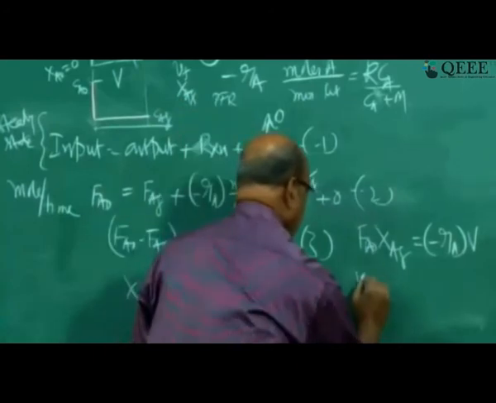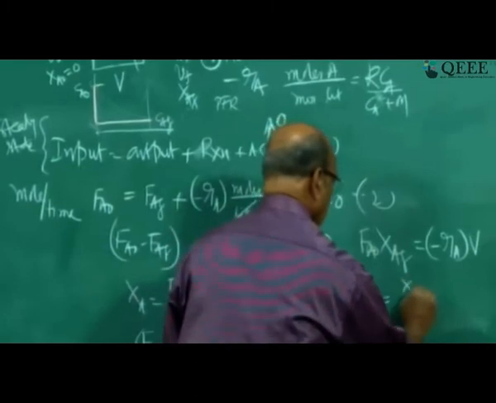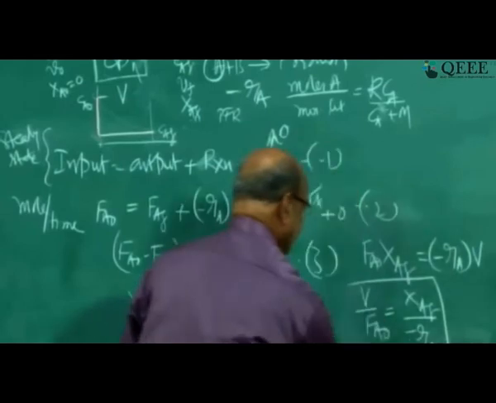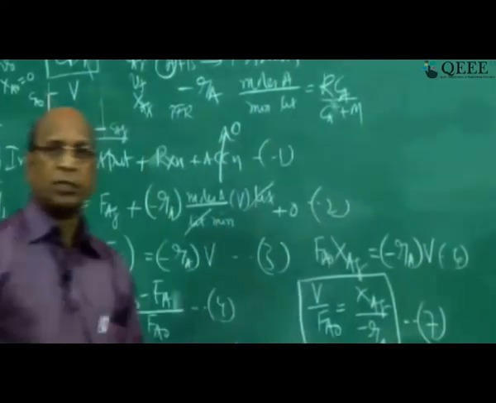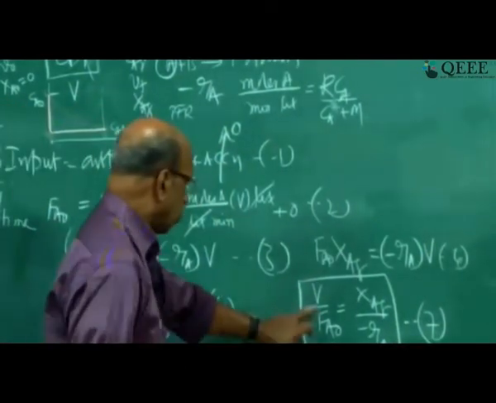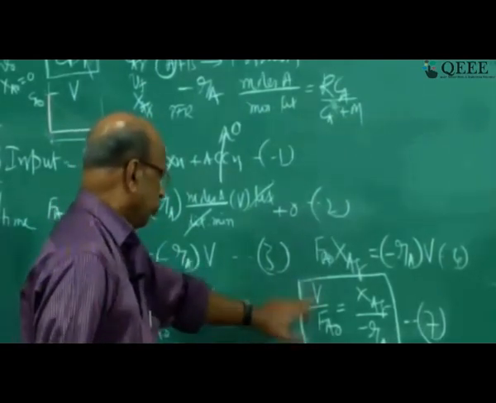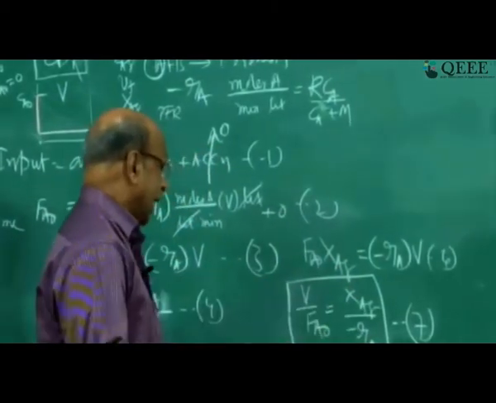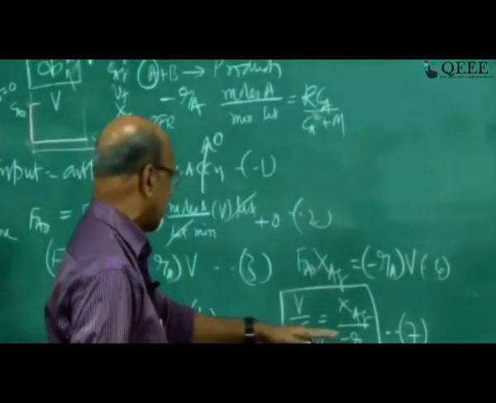So now our usual expression for design, normally we write like this: V by FA0 equal to XAF by minus Ra. This is the design expression, this can be equation 6, this can be 7. So this is the design expression. Here also you have volume, input, kinetics, and then contacting. The meaning of contacting here is that it is a mixed flow reactor. Already you know that it is a mixed flow reactor.